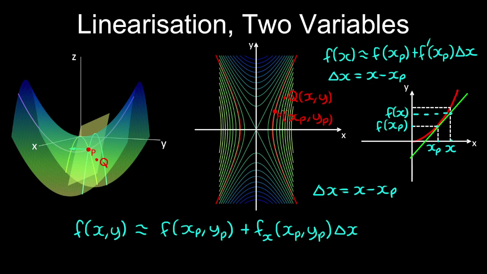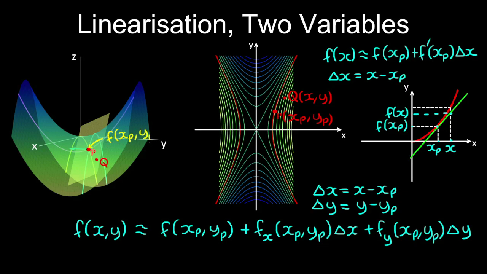plus the change in f in the y direction. So we have the partial derivative of f with respect to y evaluated at xp, yp, being the coordinates of point P, multiplied by delta y, where delta y is y minus yp. So this is the value of the function at point P, and this is the approximated value of the function at point Q.